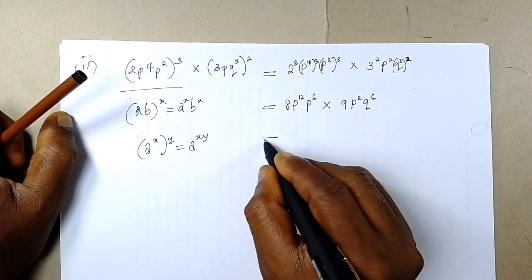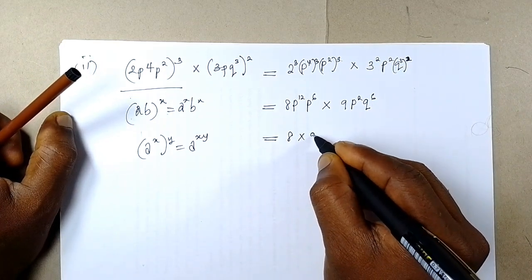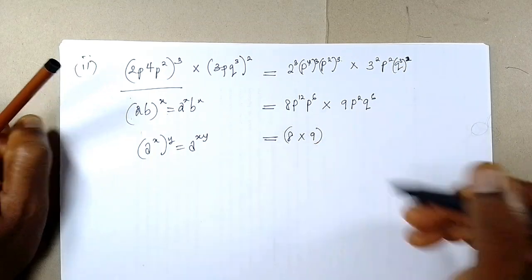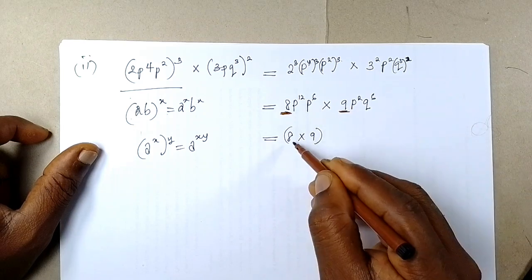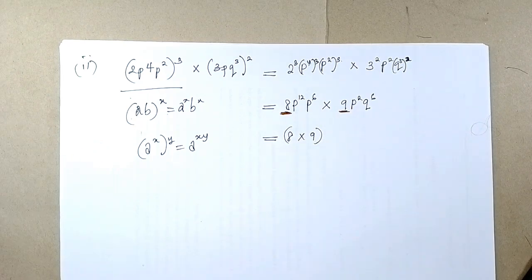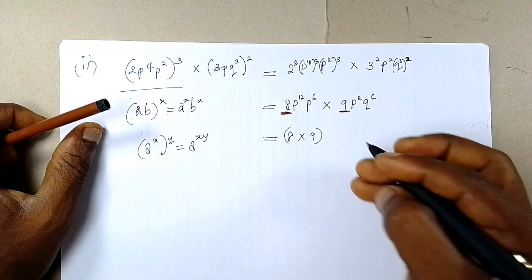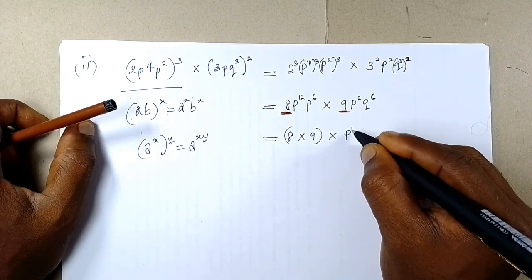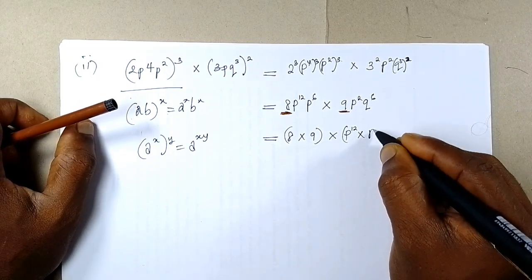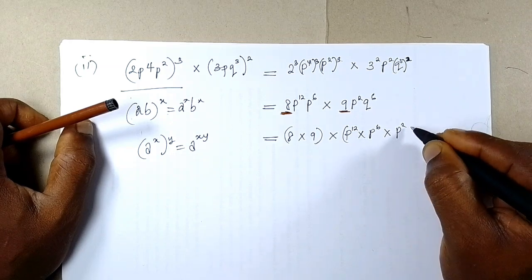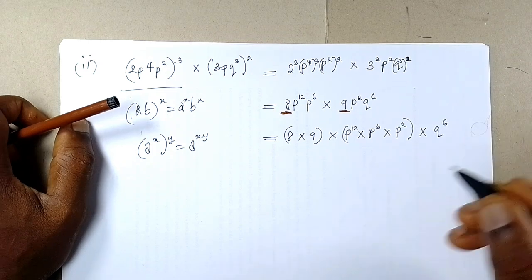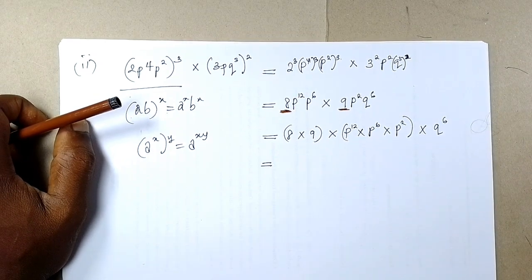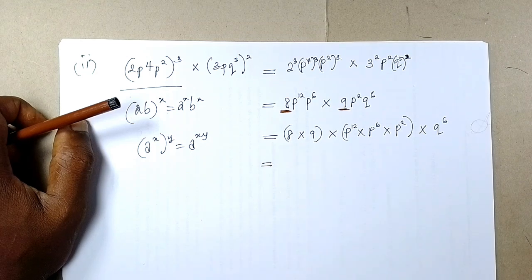Now, I'm going to say 8 times 9 in one bracket, the two numbers, this number and this number. Both of them are numbers, so I'm going to multiply them. Then the next one I'm going to take is the p's. So p raised to power 12 times p raised to power 6 times p raised to power 2. I'm going to put it in one bracket. Then times q raised to power 6. So this will give us 8 times 9 is 72.